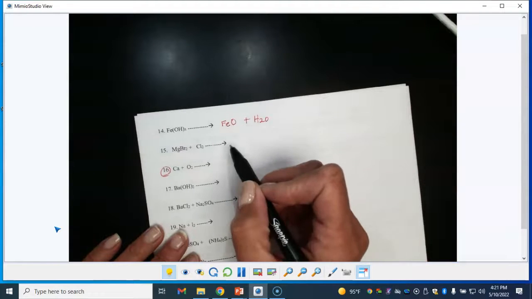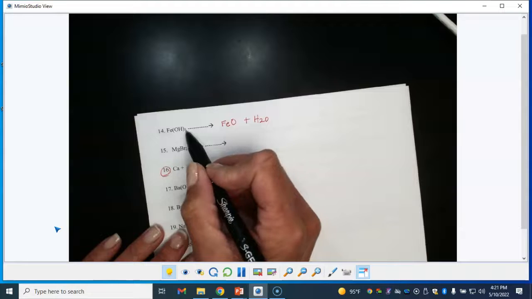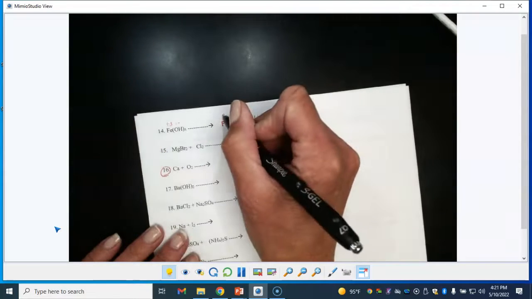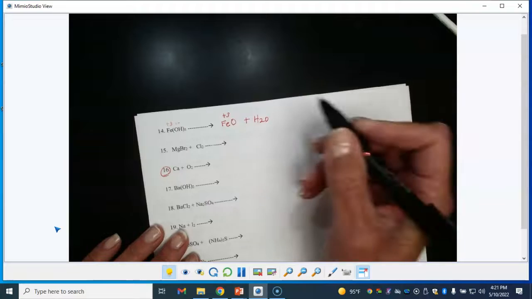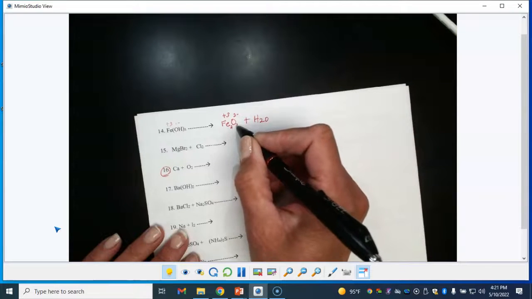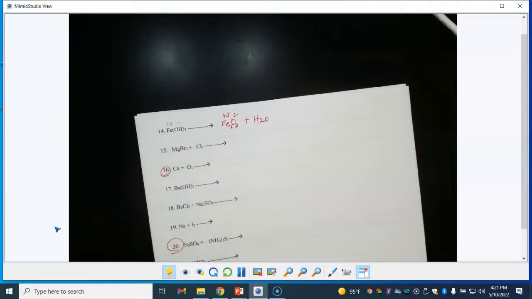I need to go ahead and check my oxidation numbers. Since iron is +3 over here, iron is going to be +3 over here. Oxygen is -2. So I'm going to put a 2 here and a 3 here. And then you guys are going to go back and balance that on your own.